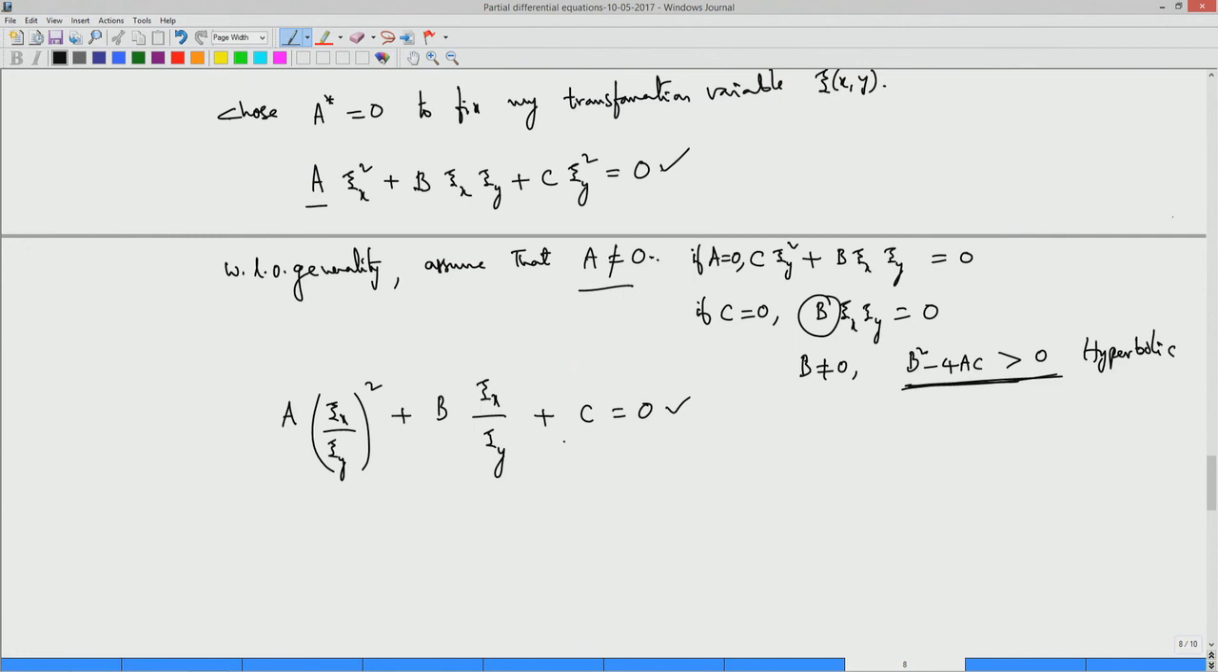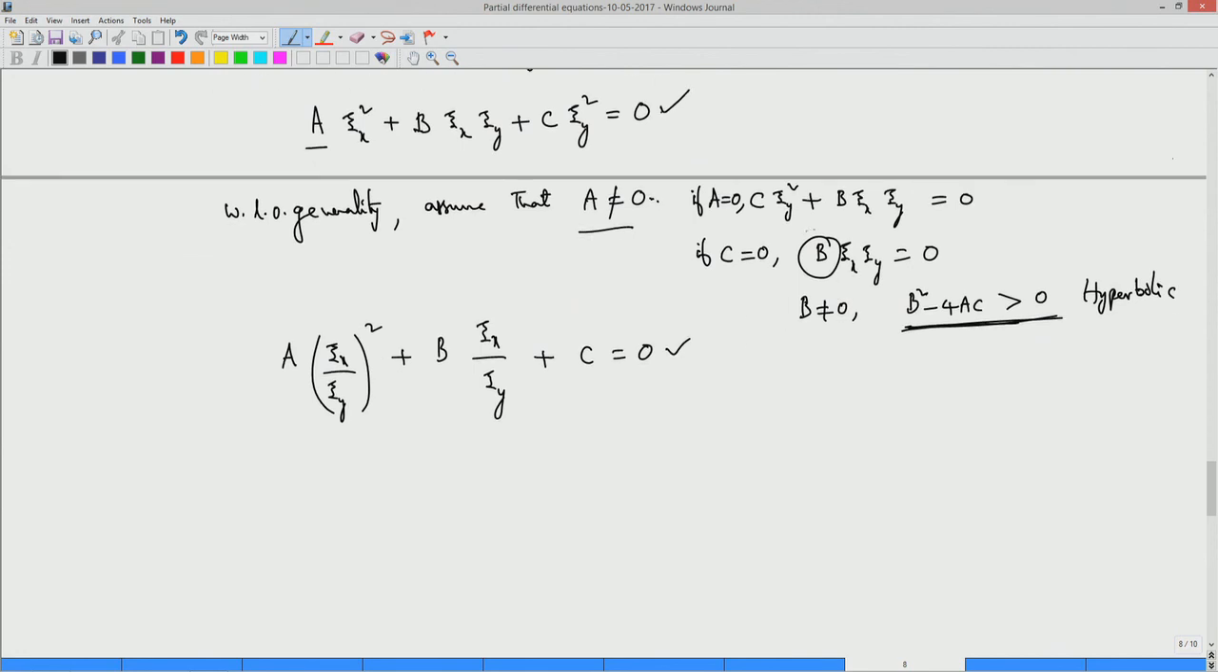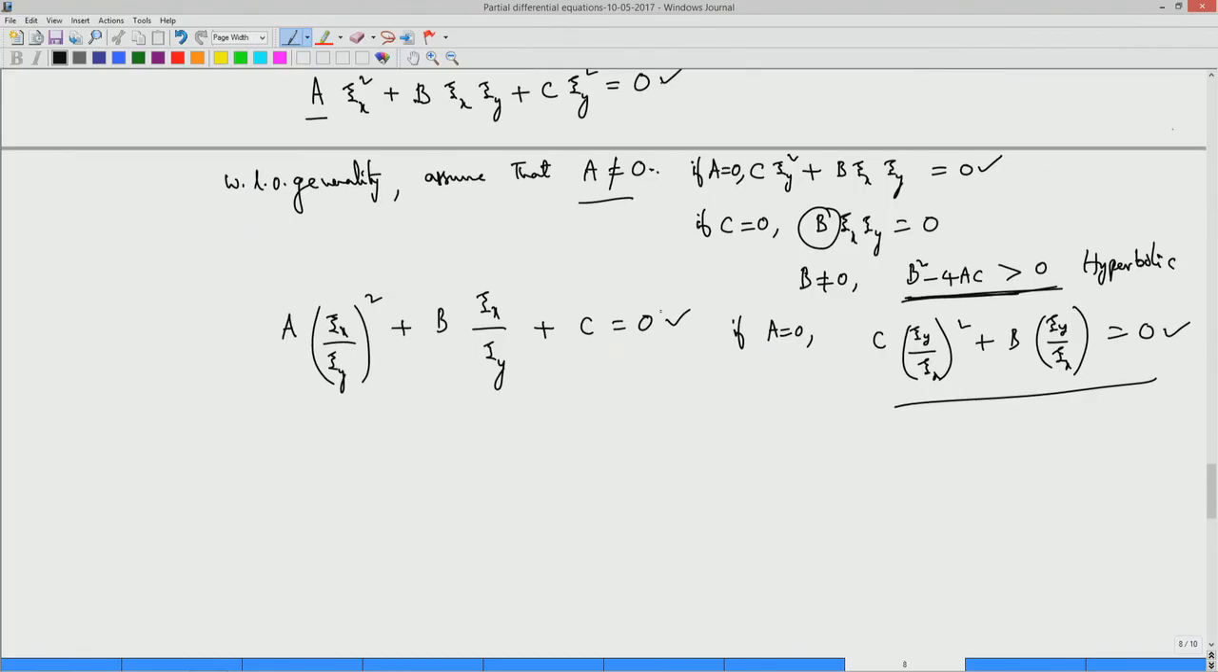If a is 0 and c is non-zero, you work with this. So, you divide with xi x square. In this case, if a is 0, what you have is c times (xi y by xi x) whole square plus b (xi y by xi x) equal to 0. Okay. This is the equation you work with. So, you have this one when a is not equal to 0.